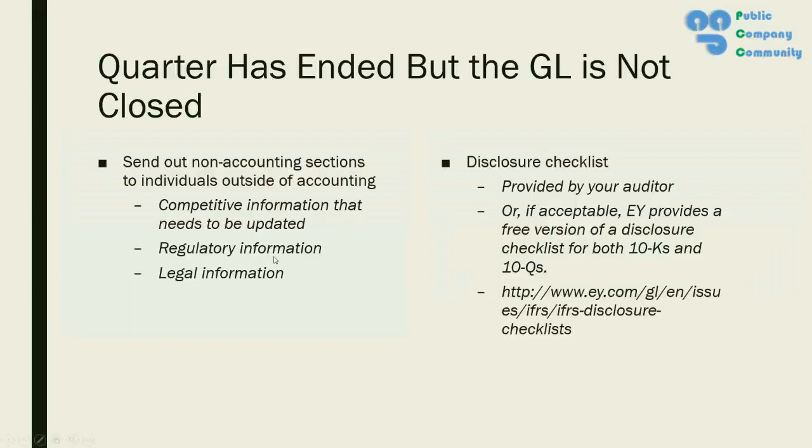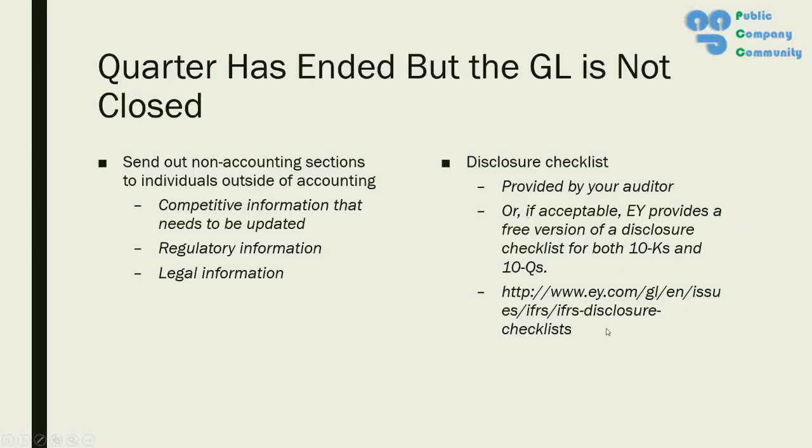So, a couple of reminders. I like to send out any non-accounting sections to individuals outside of accounting. This is also what I like to do before the GL is closed, and get this all updated before the general ledger even closes. Competitive information that needs to be updated, regulatory information that needs to be updated, legal information. Another thing that's really great to get done before the GL closes is to go through that disclosure checklist.